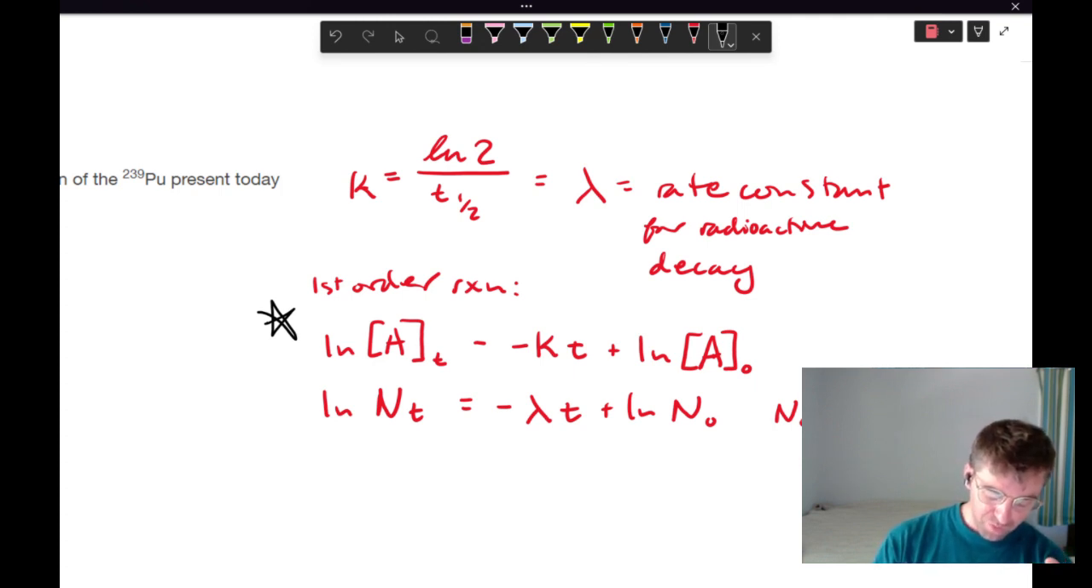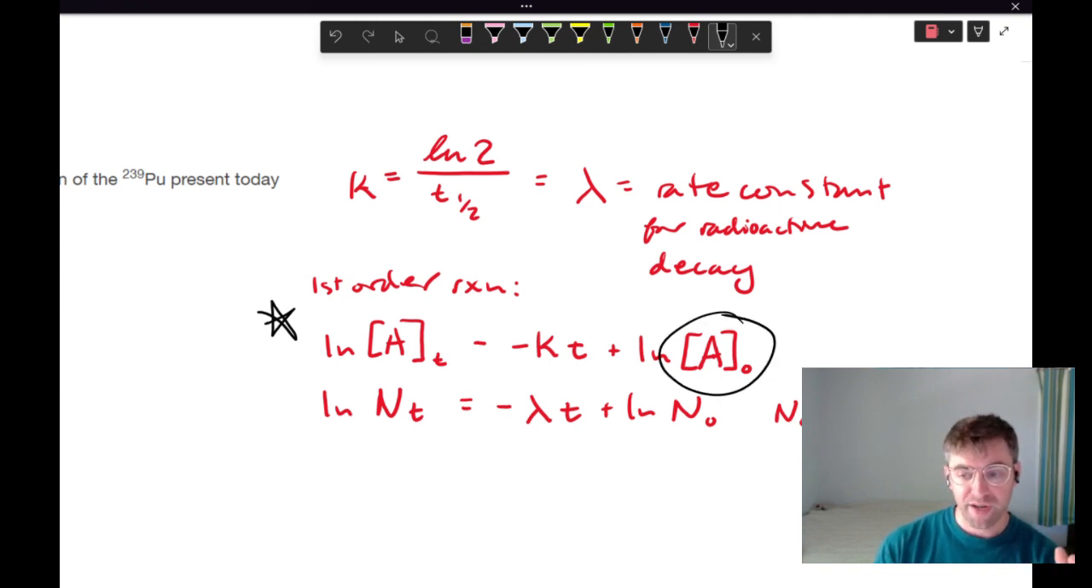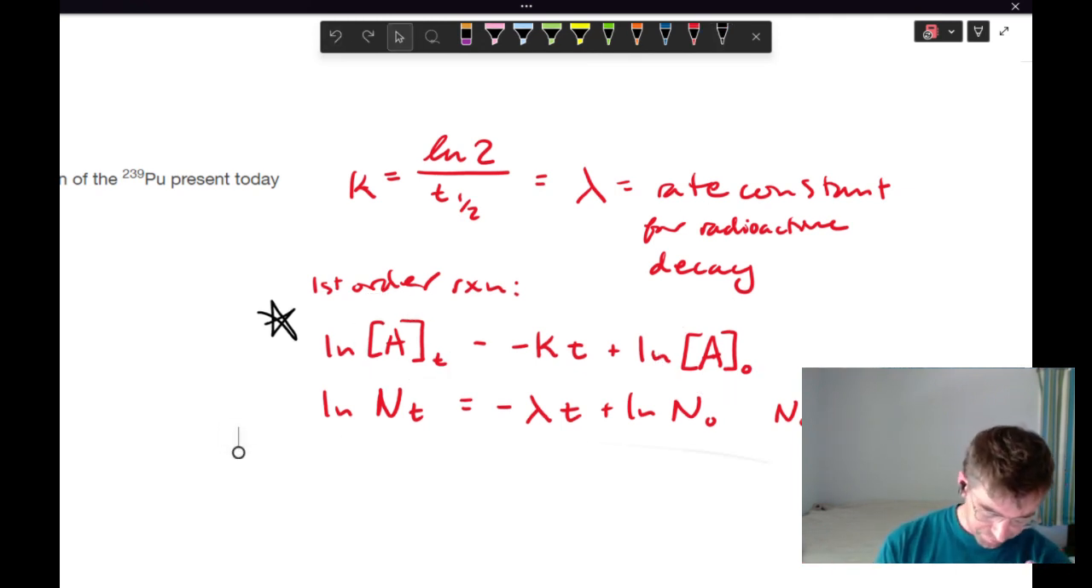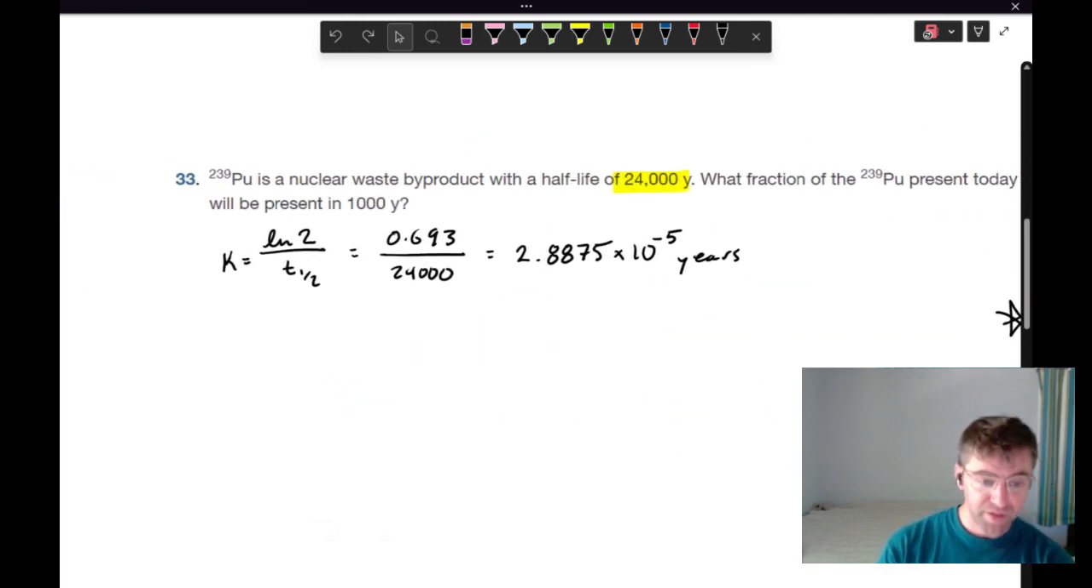And so we're simply going to be putting our, this is our final amount of the isotope, and this is the initial amount. And because we're dealing with percentages, this initial amount can just be 1, or you can write it as 100%. Just make sure that you then also put this as a percentage and not a decimal. So let's go ahead and plug in some values.